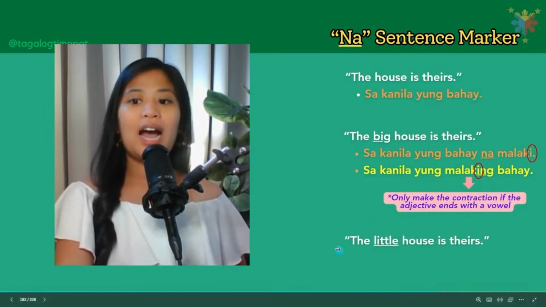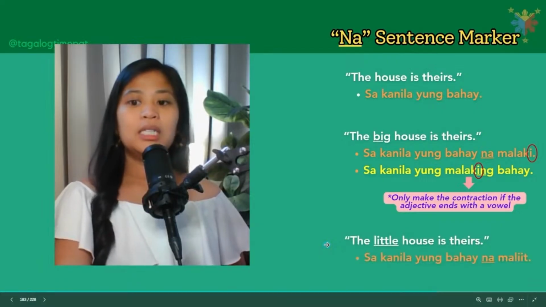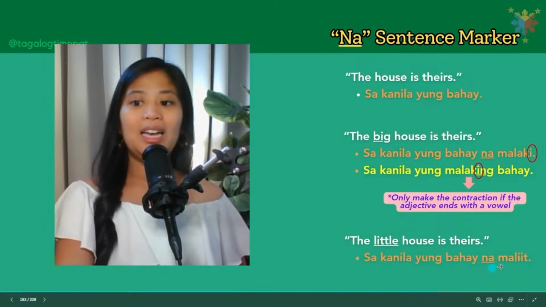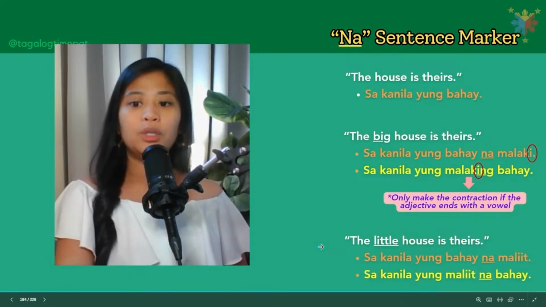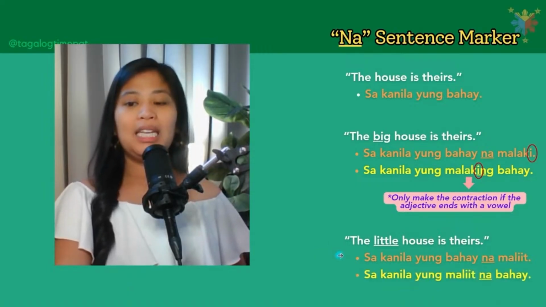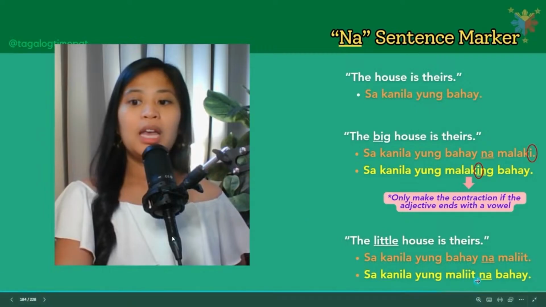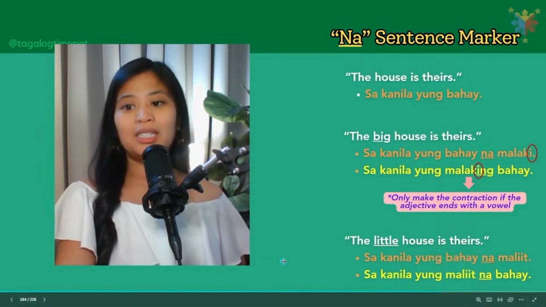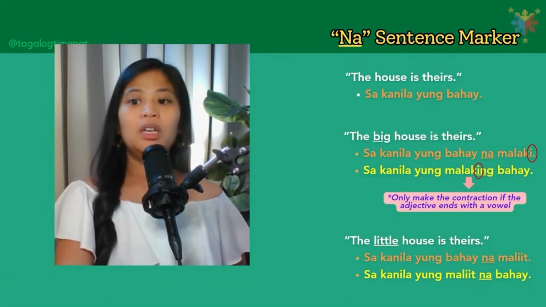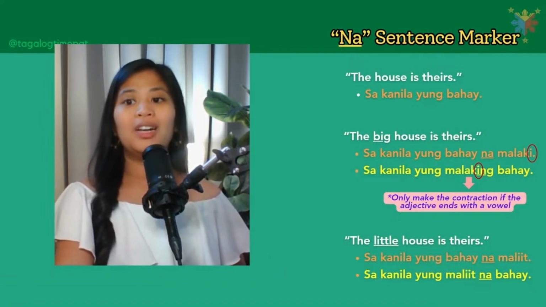The little house is theirs. Sa kanila yung bahay na maliit. So there's that sentence marker na, and then the adjective maliit means little. You could also hear sa kanila yung maliit na bahay. So we just switched it. We put the adjective first. And now we don't make the contraction. We don't put it together because it doesn't end with a vowel. You would still use the sentence marker na.